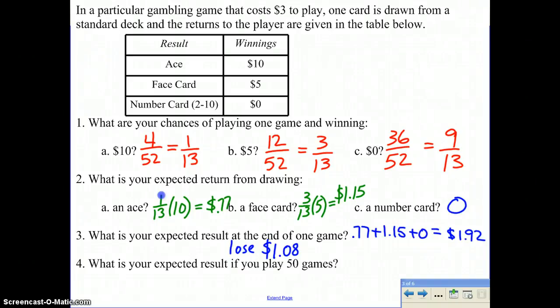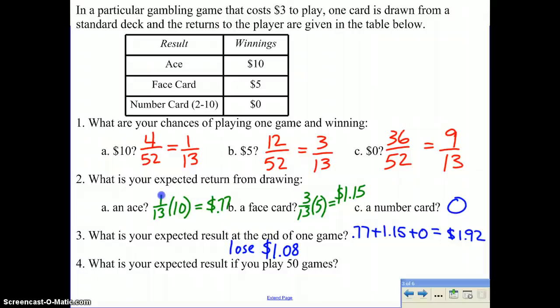That's what the casino's interested in. That means the casino's expecting each time to make $1.08 off of each person that plays that game. They've got to keep it so that it's profitable to them, but not too profitable so that it scares people off and they never want to play the game. Okay, so you're expecting overall to lose $1.08 each time you play the game.